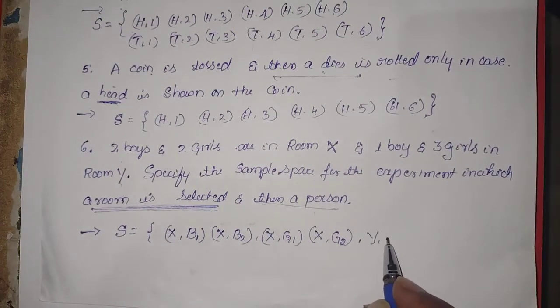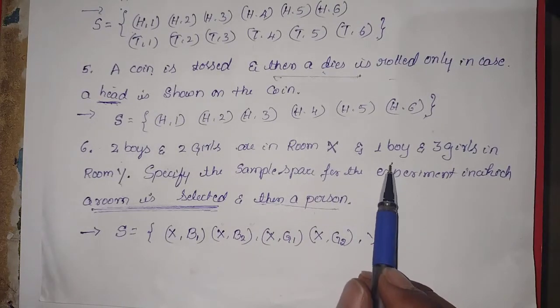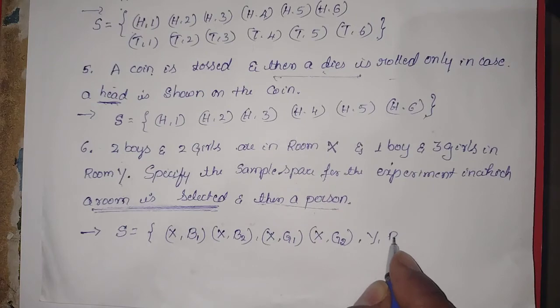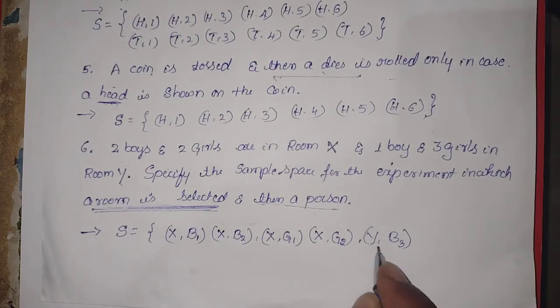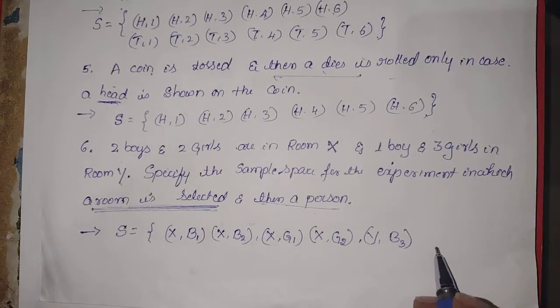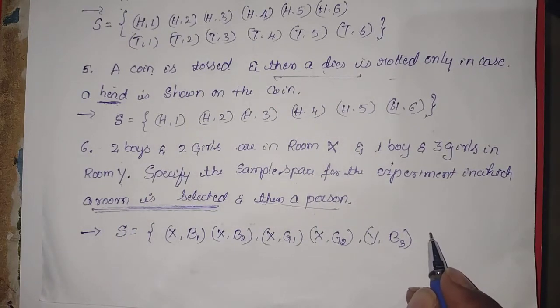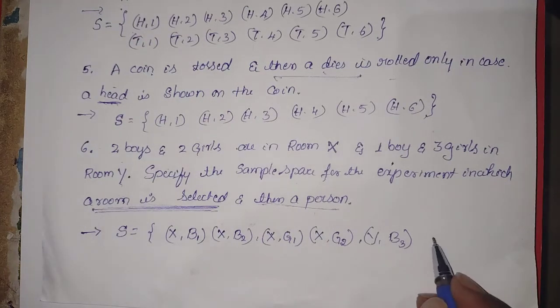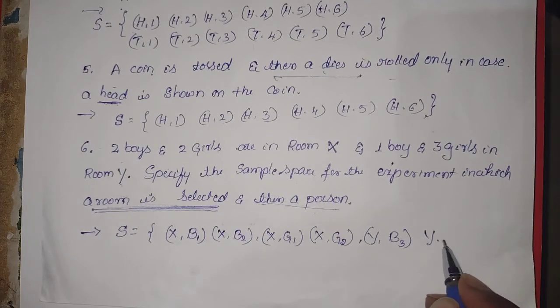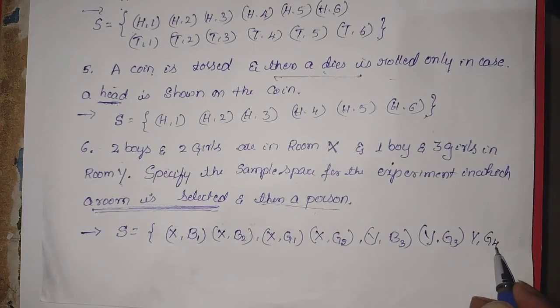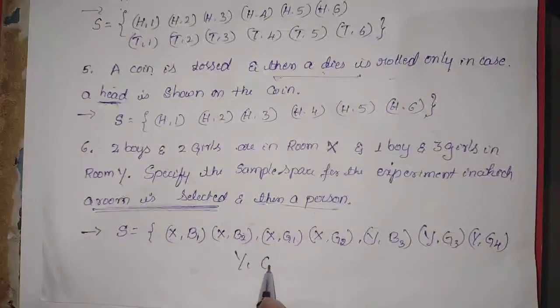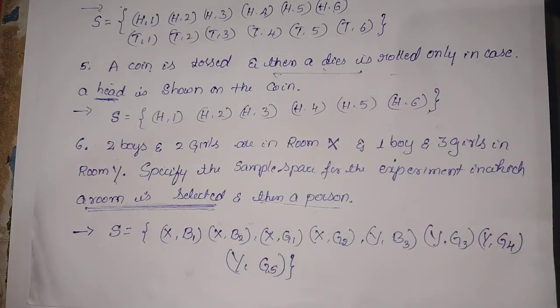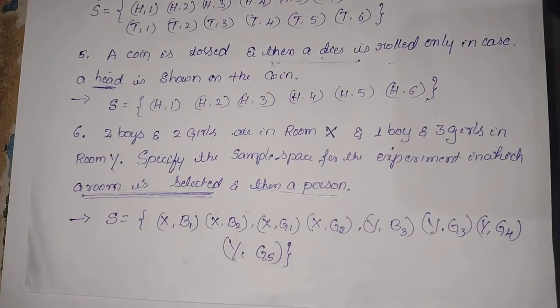Room Y contains how many boys? One boy. That boy can be written as B3, because there are three boys in total. Y comma B3. Next, how many girls are in the room Y? Three girls. Already we mentioned G2, so next we take G3: Y comma G3, then Y comma G4, then Y comma G5. So this is the sample space. Understood all of you how to write the sample space?